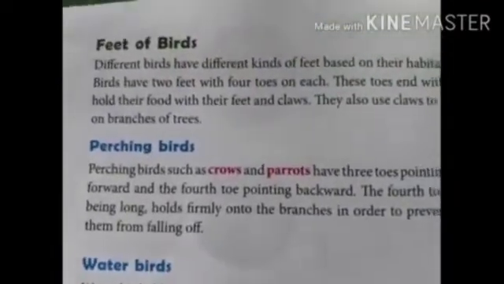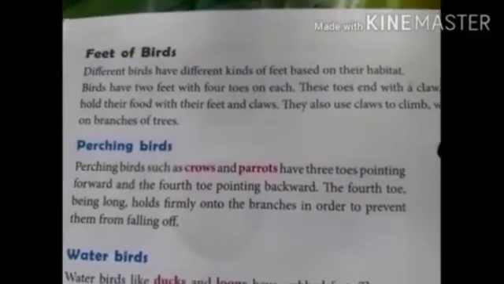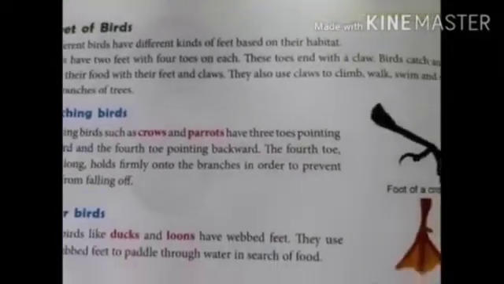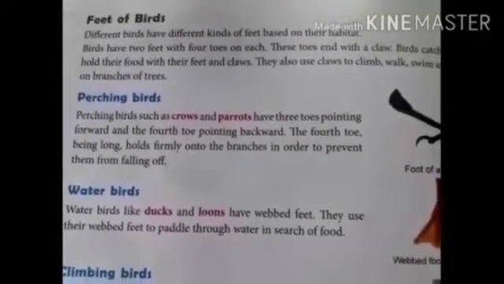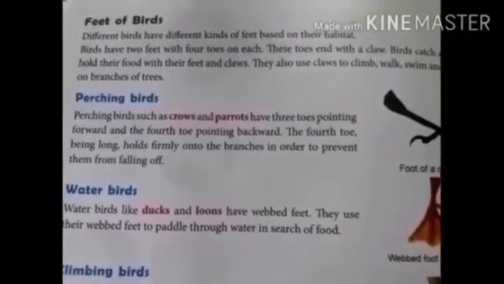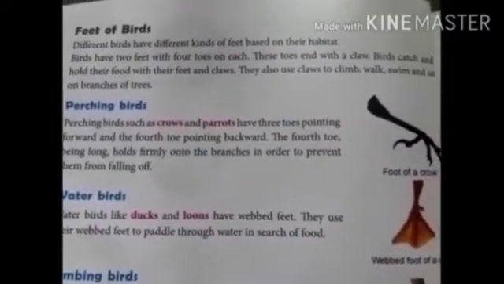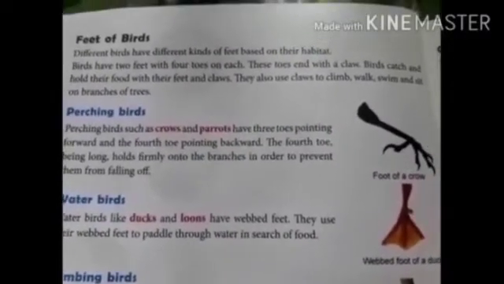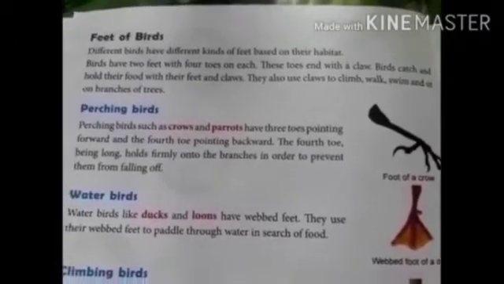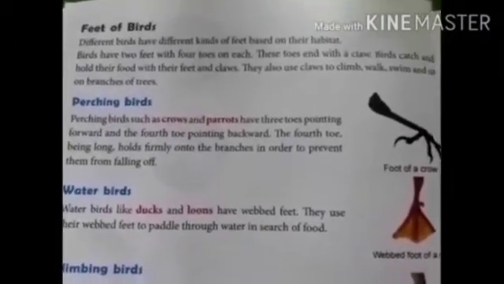Now you turn the page. Feet of birds. Different birds have different kinds of feet based on their habitat. Birds have 2 feet with 4 toes on each. These toes end with a claw. Birds catch and hold their food with their feet and claws.